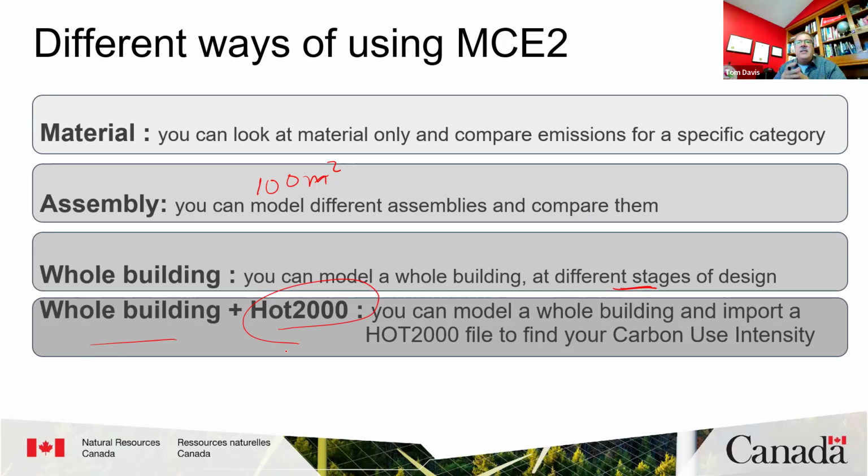You can upload it into MCE squared, optimize your materials, and then run those back through HOT2000 to see what it does to your operational emissions. Say, for example, if I put in more insulation that's carbon positive, my operational carbon will go down because I'm putting on more insulation. Where's that trade-off? Where is too much insulation a bad choice, because it's going to create more carbon than that more insulation will save in operational carbon?